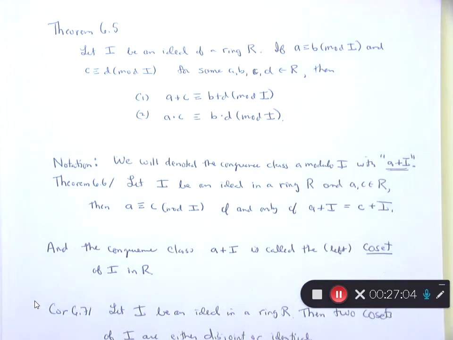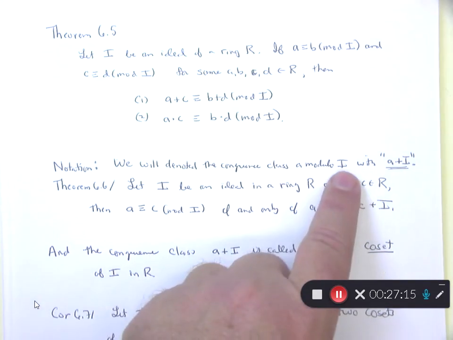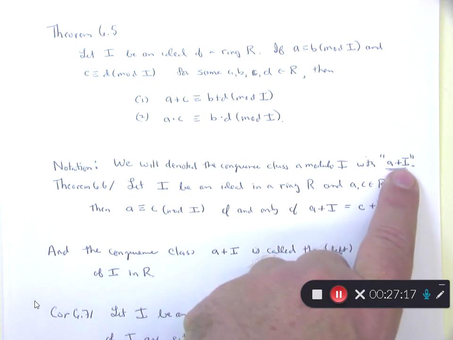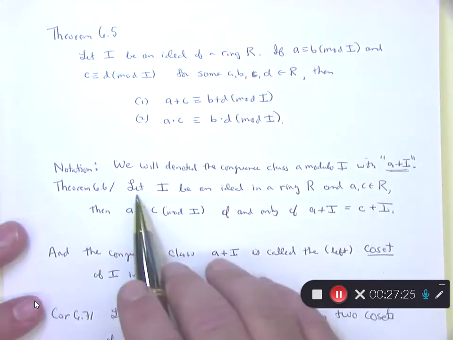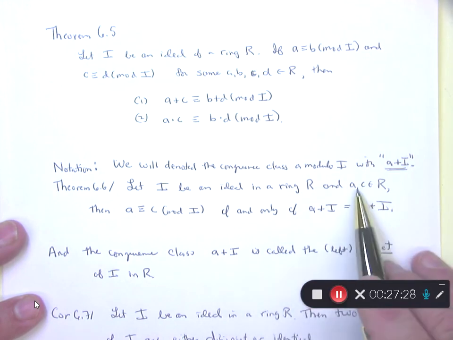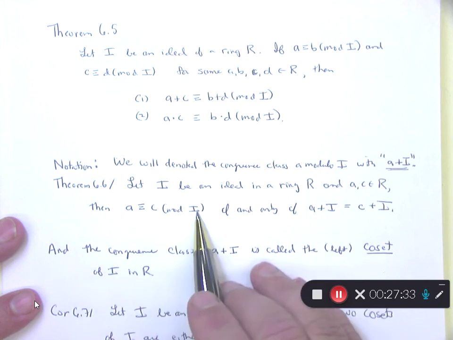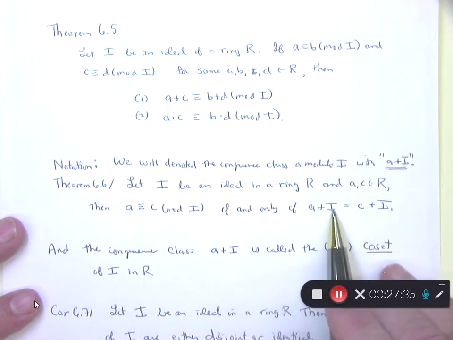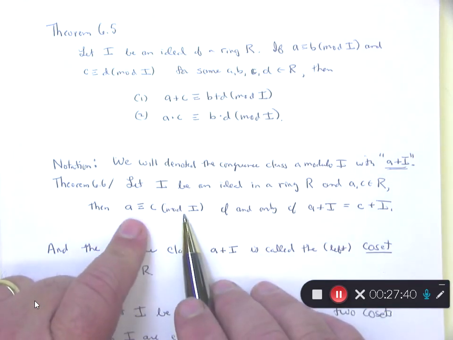And because you can add them and multiply them, we're going to come up with a new notation for this congruence class concept. We will denote the congruence class modulo I with a plus I. It's going to be called a coset. We'll get there in a second. So we have theorem 6.6 that says this: let I be an ideal in a ring R, and a and c be elements of R. Then a is congruent to c mod I if and only if a plus I is equal to c plus I. So this congruence is going to set up two congruence classes.